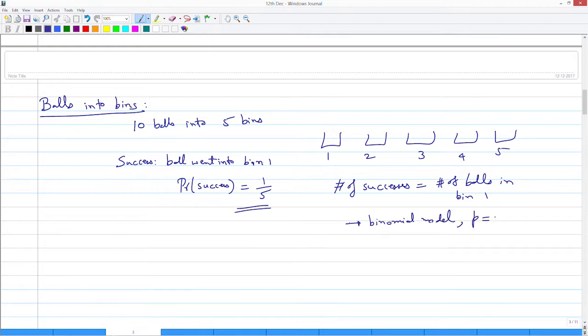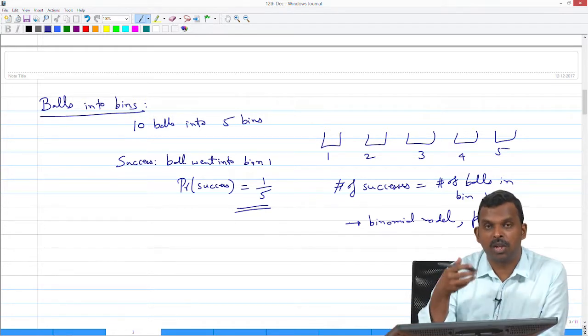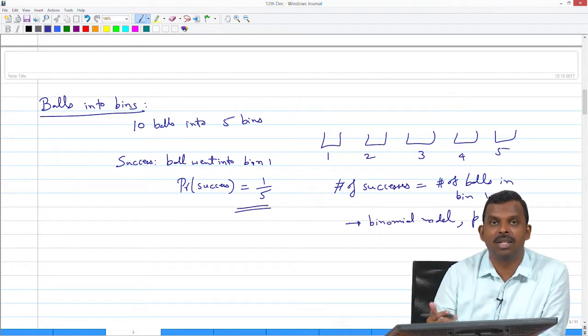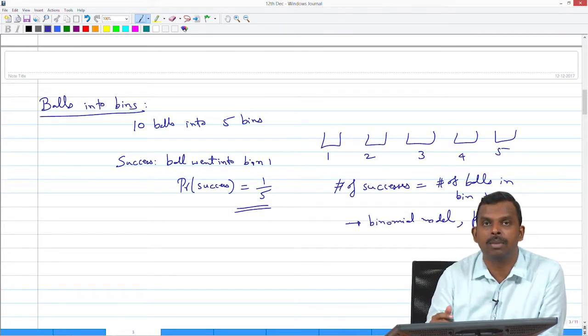With p, which is the probability of success, being 1 by 5. So, this binomial model arises in very many interesting situations. Anytime you want to count whether you had a success or not in a particular attempt and you want to count the total number of successes, the binomial model naturally arises.